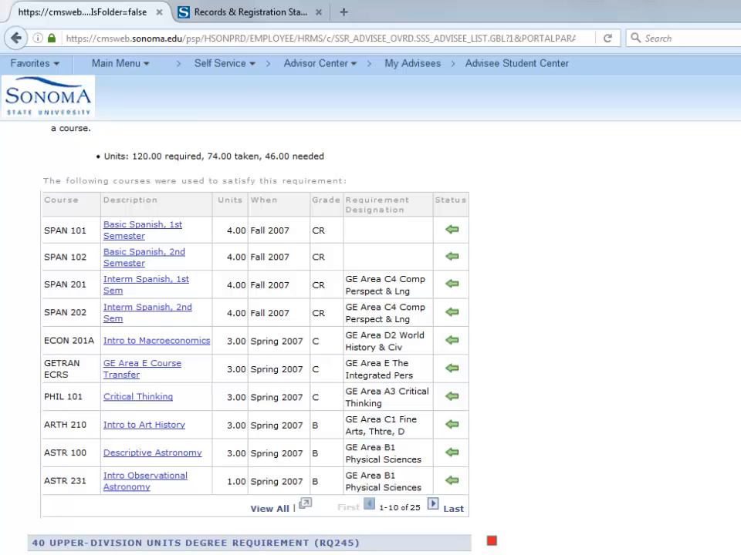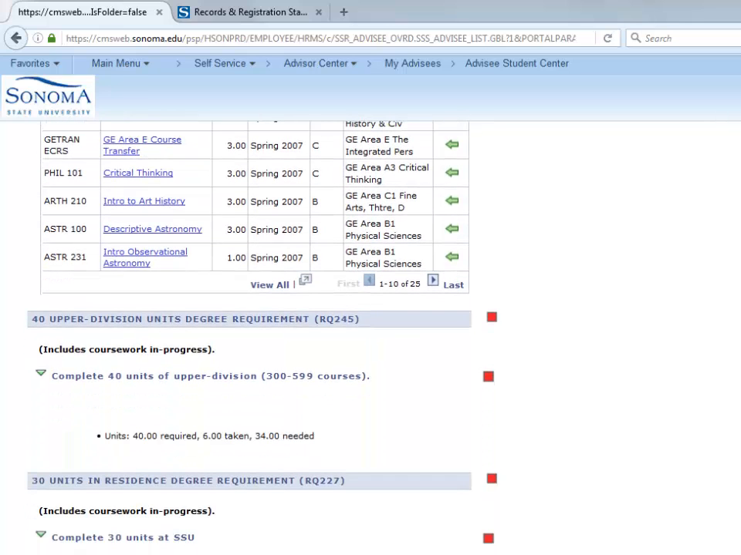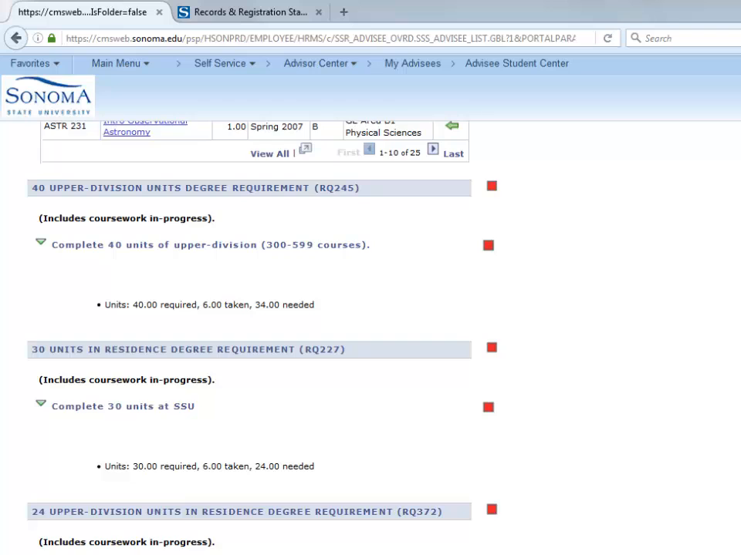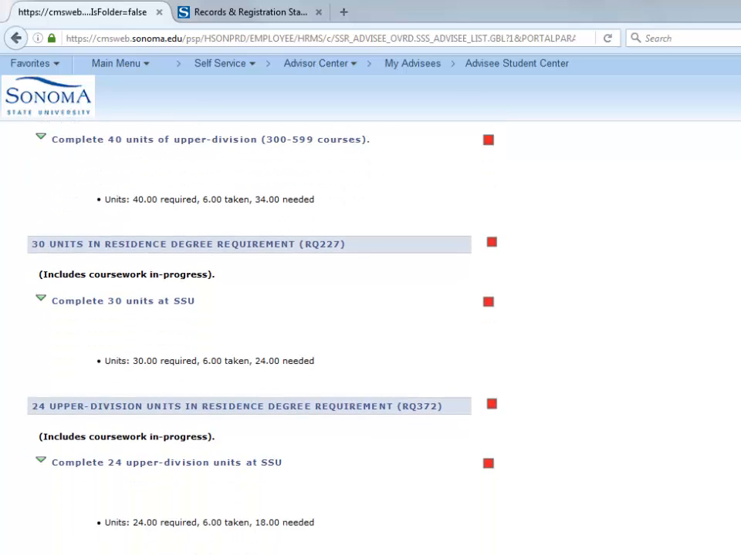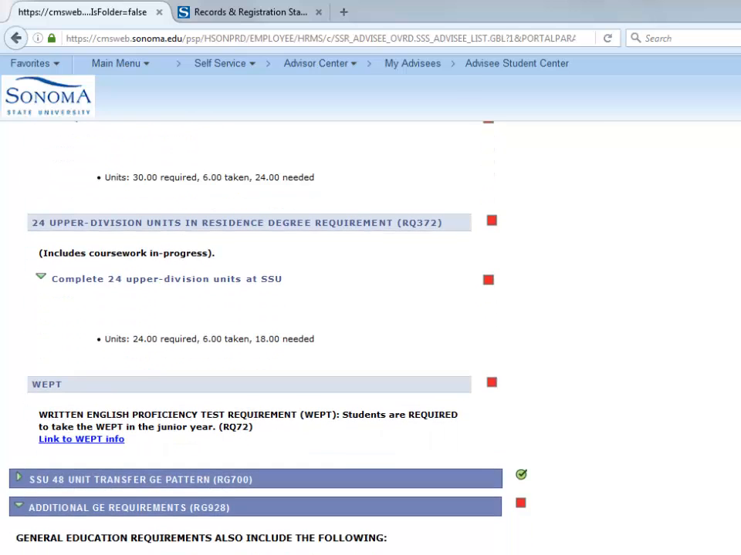If you'd like to see all of the courses that are being counted, then you would just simply click on the View All tab at the bottom. Below this, you can see your progress on other unit requirements. For example, the number of upper division units, 300 level and above, that you have completed or that you need, the number of units in resident SSU, and the number of upper division units that you need to take in residence at SSU. You can also see the status of your written English proficiency test requirement. And if you'd like to learn more about the WEPT, you can click on this link to WEPT info right here.